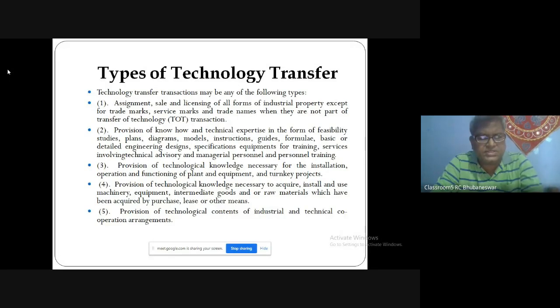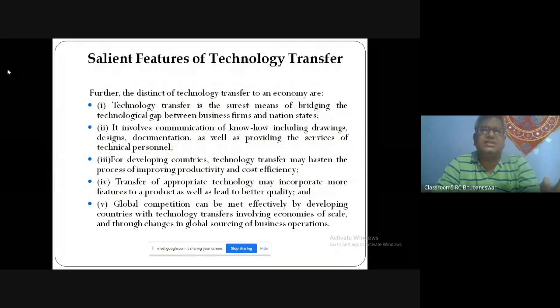Provision of technological knowledge is also there. Provision of technological knowledge necessary to acquire is there. These are some features. What are the features? It bridges the technological gap between the farm and the nation.